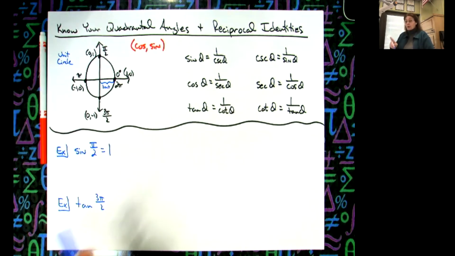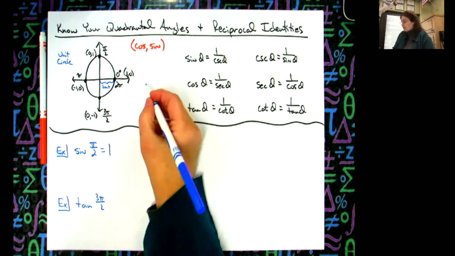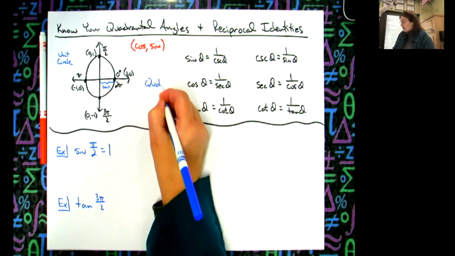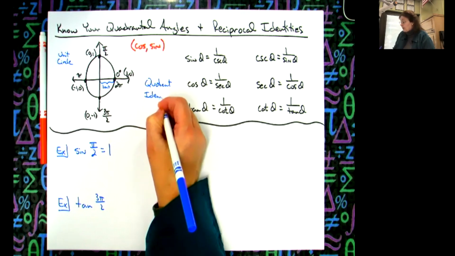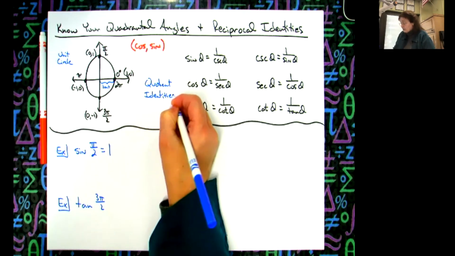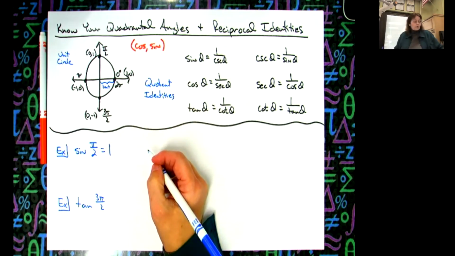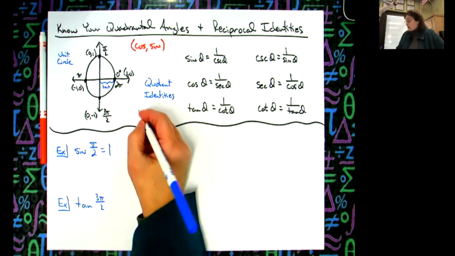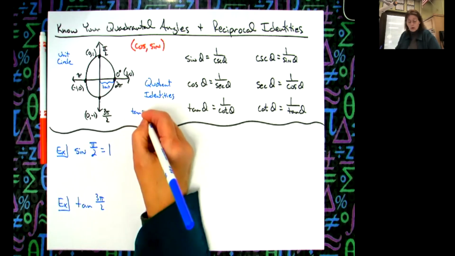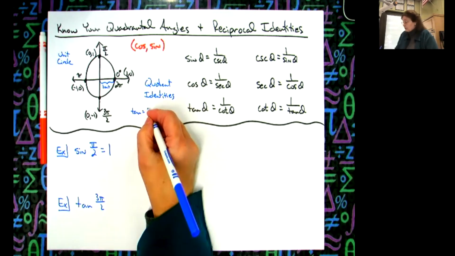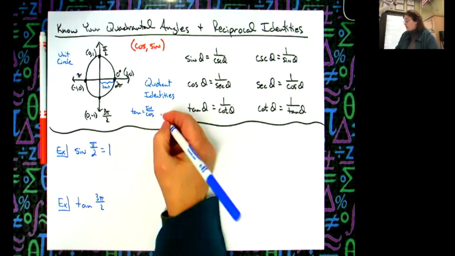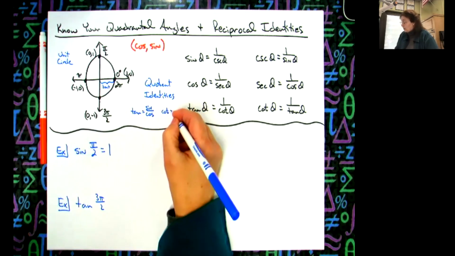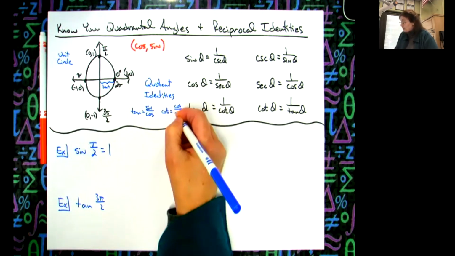But the quotient identities, let's go ahead and write that down. I'll just add that to our list. Again, it was from last week when you were doing this on a Wednesday. Your quotient identity: tangent was sine over cosine, and then cotangent was cosine over sine.